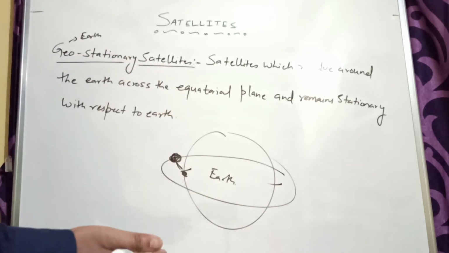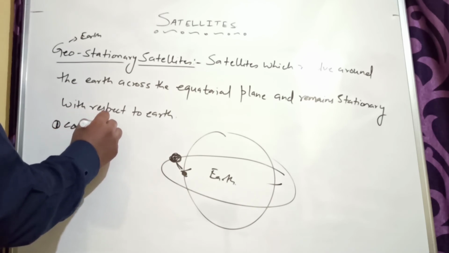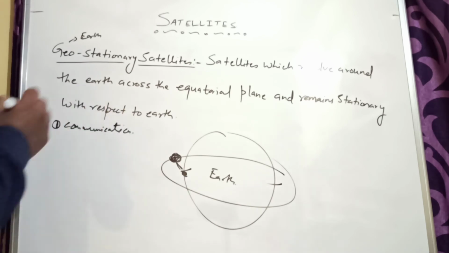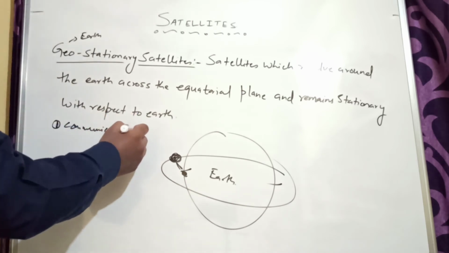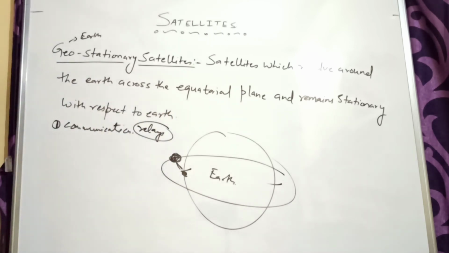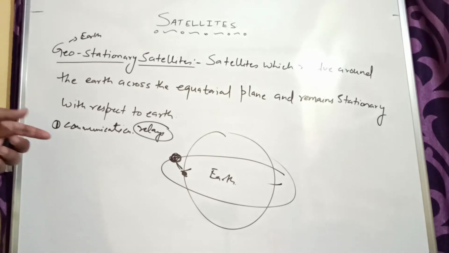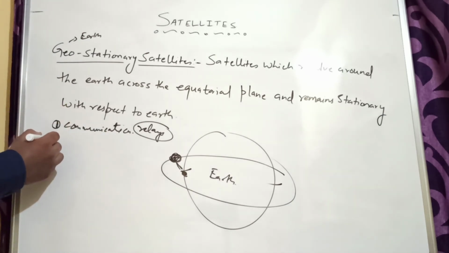Now, what is the use of the geostationary satellite? There are multiple uses. For example, first is communication. In telecommunication, these are used as relays. What are relays? I will explain in some other video. Basically they are for receiving and transmitting signals, so they are used in the communication process.